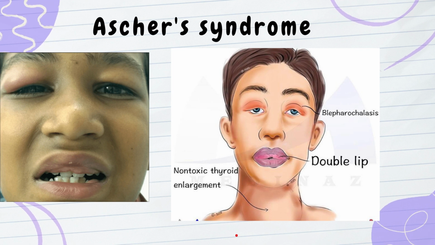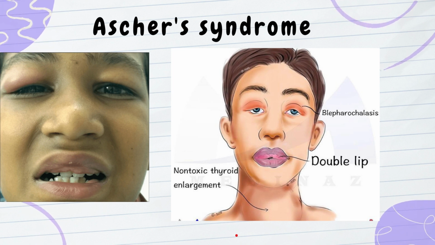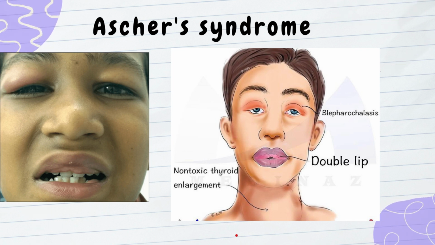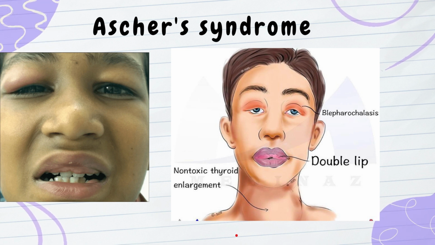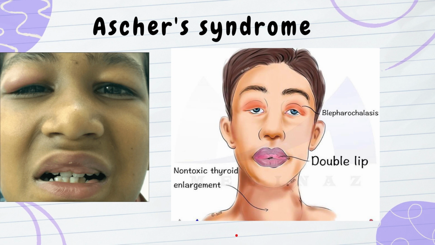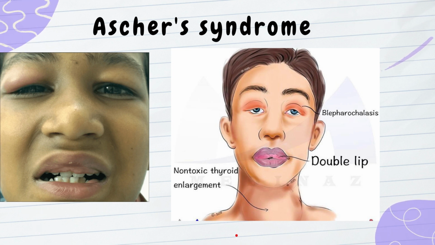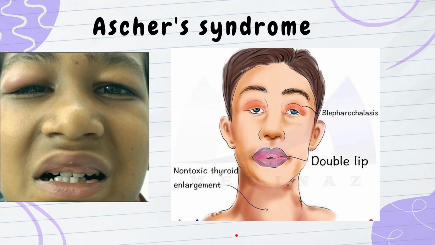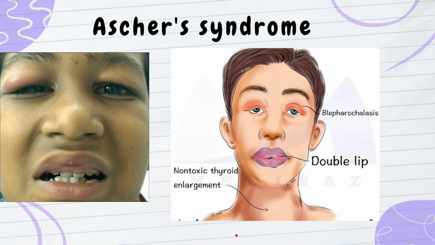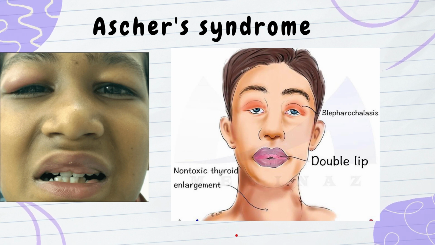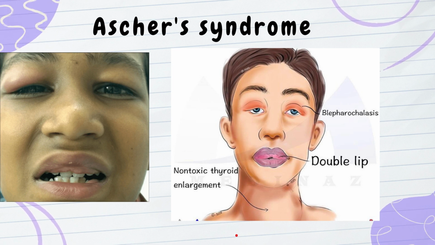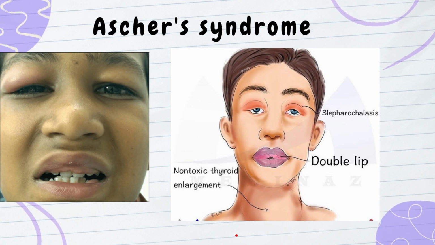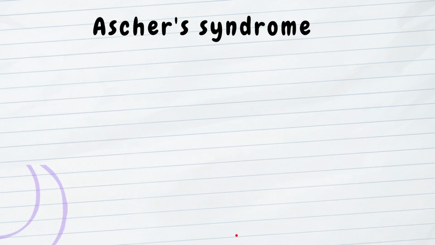It is inflammation of the upper eyelid of the patient. Okay, the upper lid of the patient swells. So in this picture you can appreciate this boy. He is having double lip and his upper eyelids are having swelling. So you remember this is Asher syndrome, and in the next slide we'll see the mnemonics for Asher syndrome.